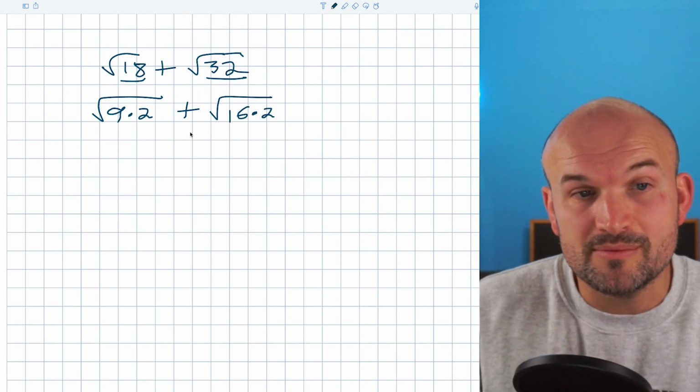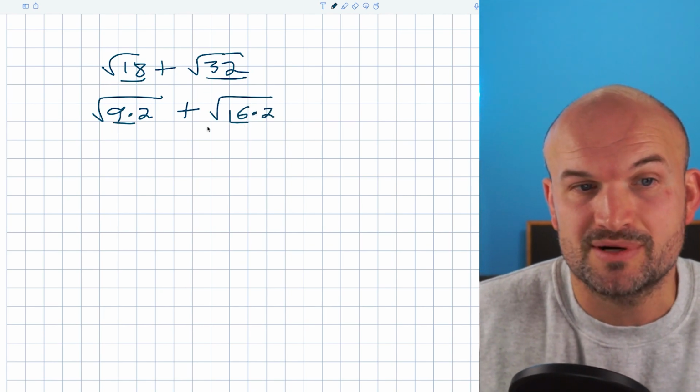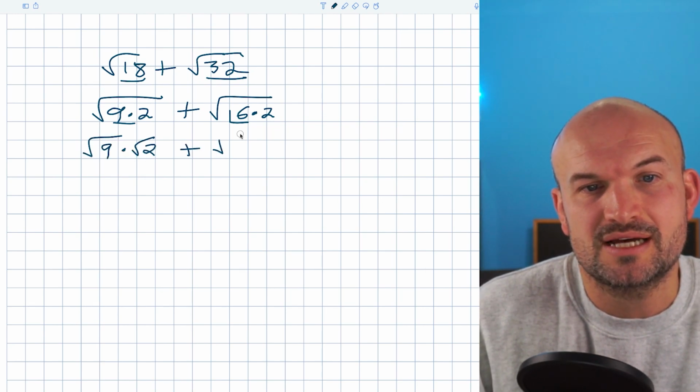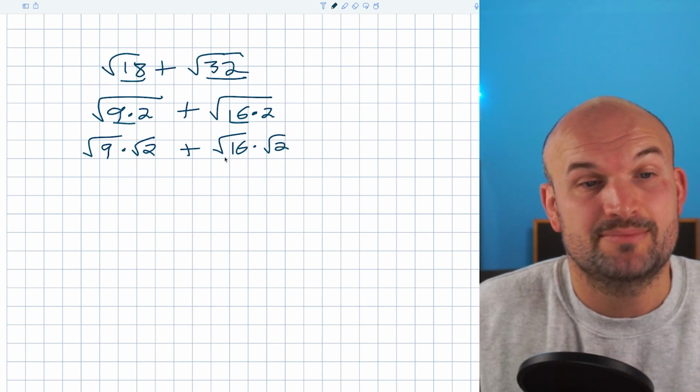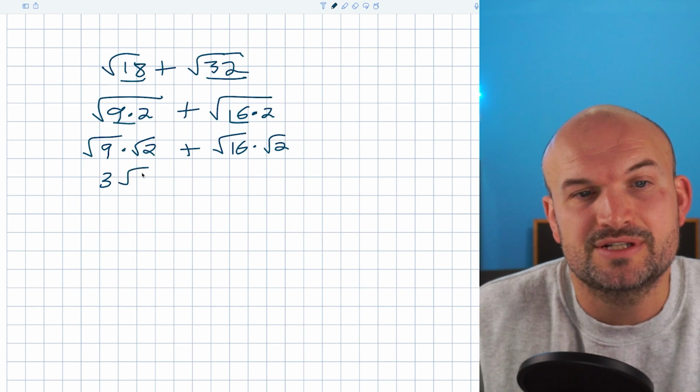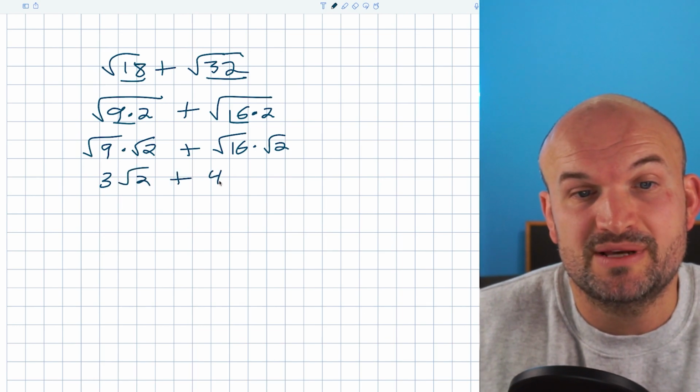And for the square root of 32, I recognize this to be a 16 times 2. And again, this is very important because 9 and 16 are square numbers. So again, you don't have to write it this way, but remember the rules of radicals. We can break this up, right? So we can rewrite that as a product. And that's important because here I know I can simplify the square root of 9. That's going to be a 3 square root of 2 plus the square root of 16 is going to be a 4 square root of 2.